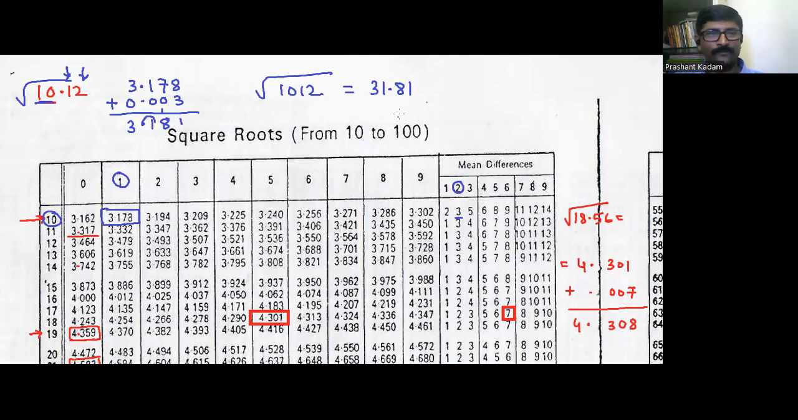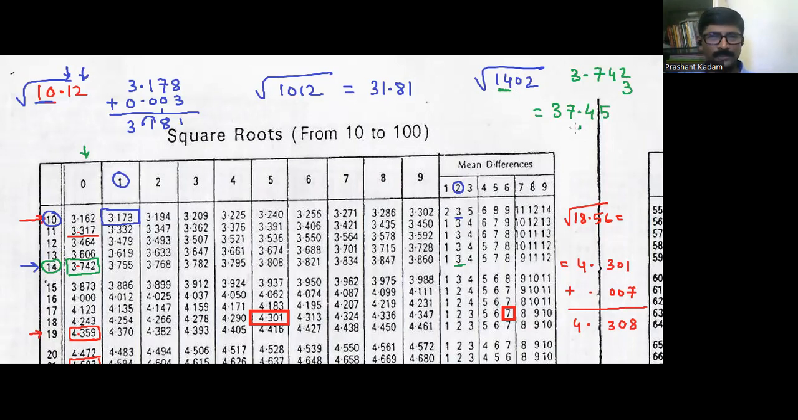It's super easy. If not, no worries. We'll take one more example. Let's say the square root of 1402. 1402. So where will we go? In row 14. Okay, I'll change the ink. That is the 14th row, 0th column, and 2 mean difference. The 0th column will become 3.742. Okay, I'll just write it down. 3.742 and 2, so we'll have to add over here. So it will become 37.45. 37.45 will be the square root answer of 1402.